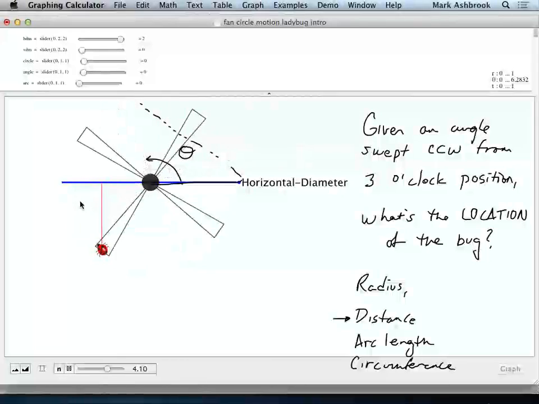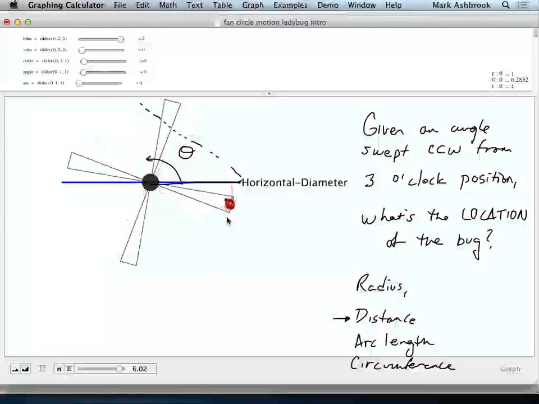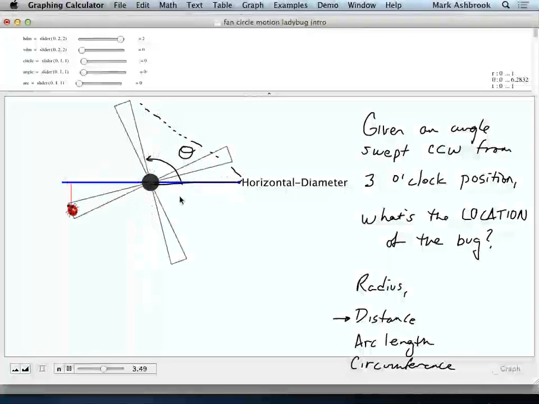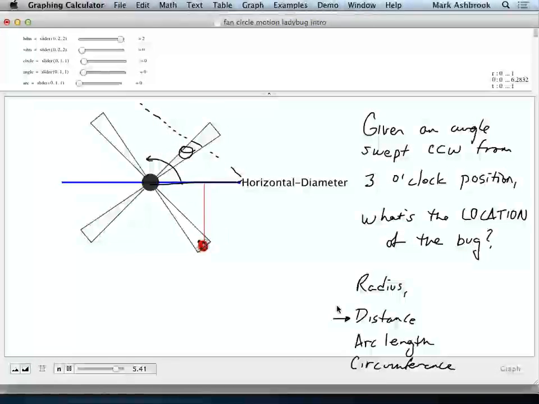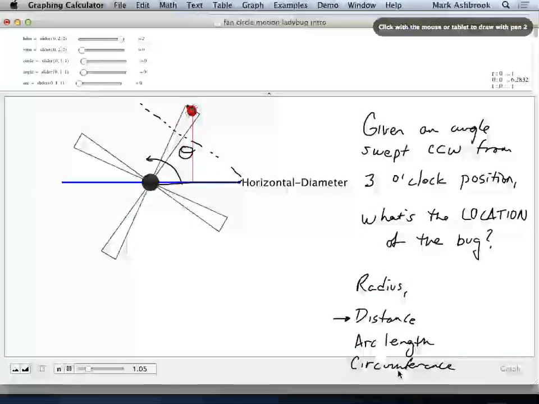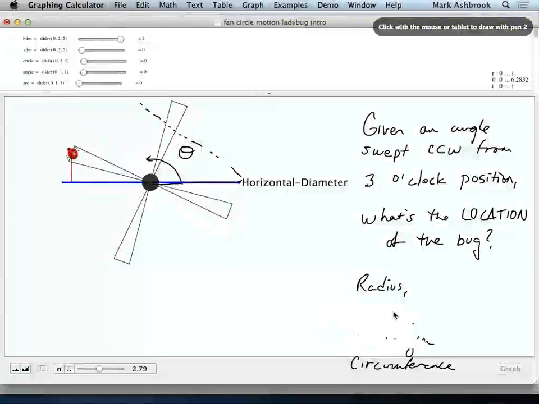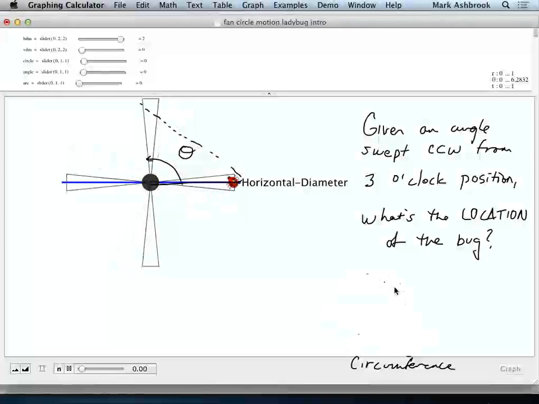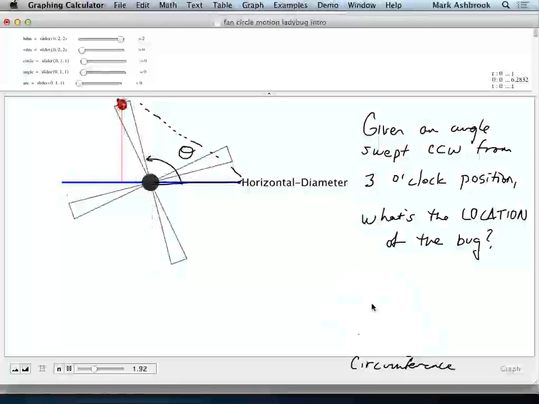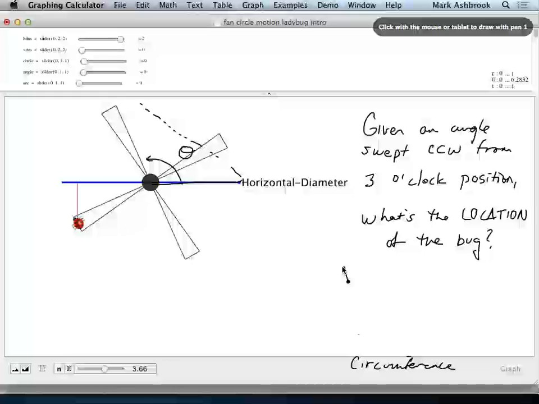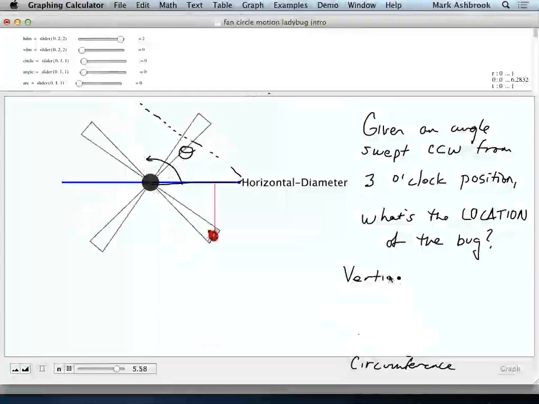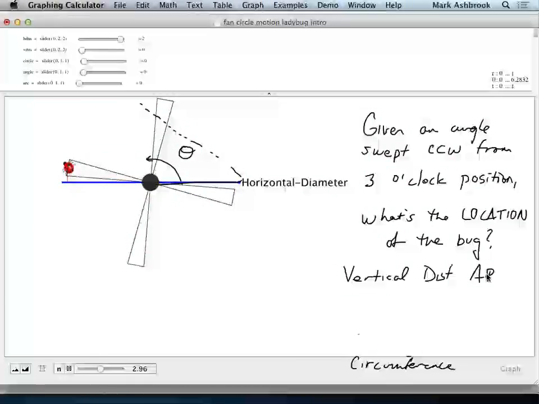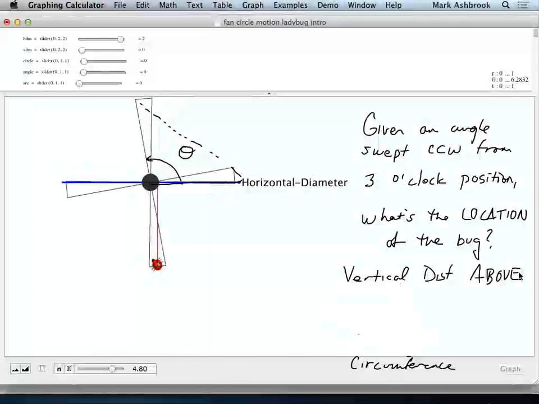Yeah, so we're going to call it the horizontal diameter. The distance from the bug, the vertical distance to the horizontal diameter. See, I'm showing that in red. Okay? So we'll call that the vertical distance, and I'm going to say above the horizontal diameter.